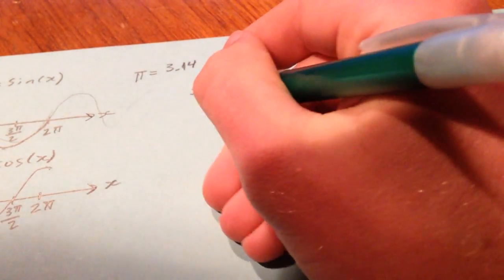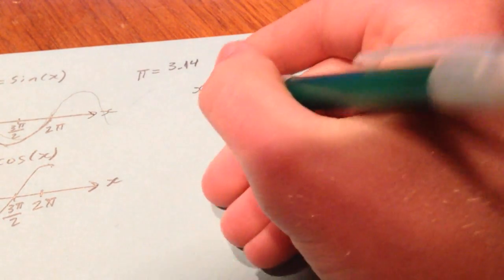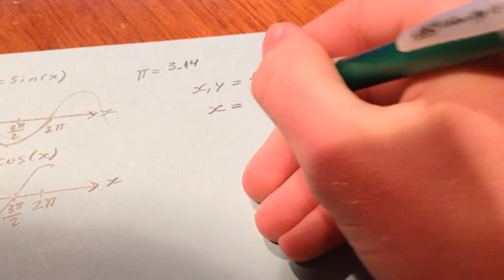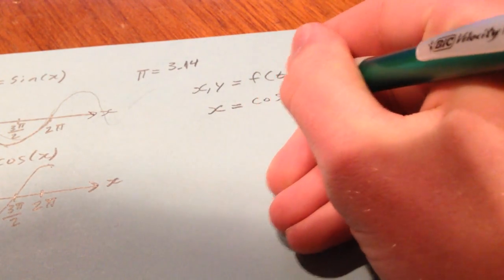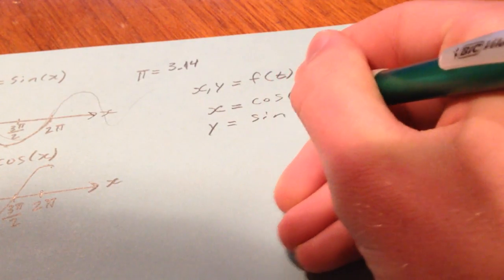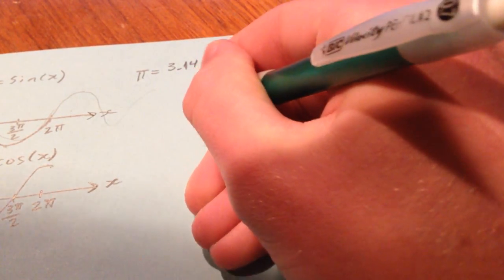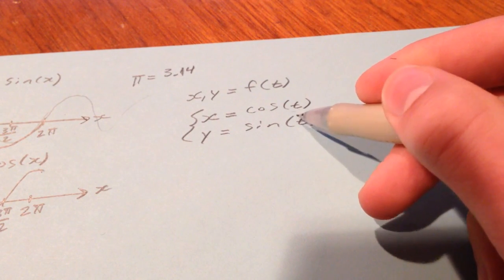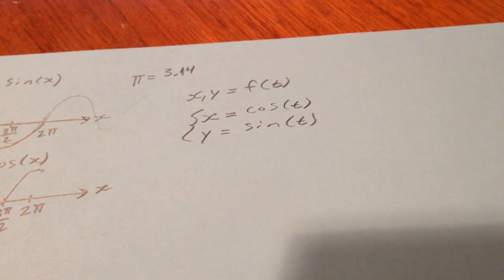So for example, the parametric equation of a circle is x is equal to the cosine of t, and y is equal to the sine of t. And these two parametric equations combined together will give you the equation of a circle.